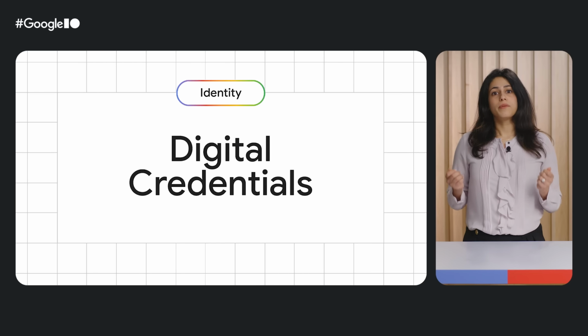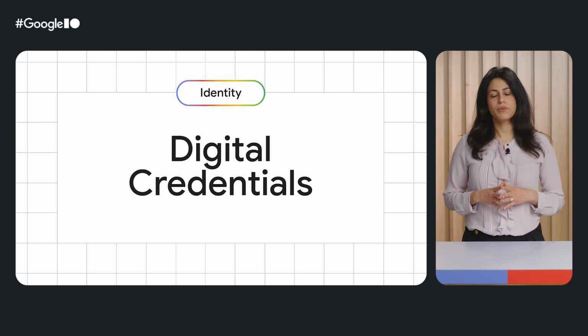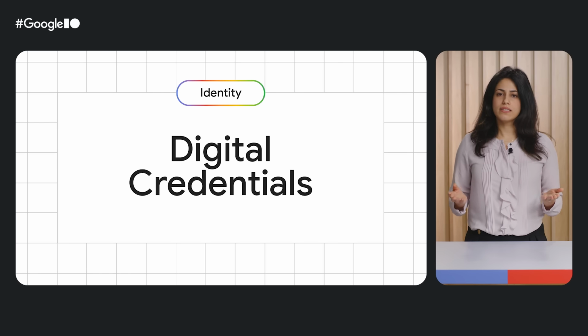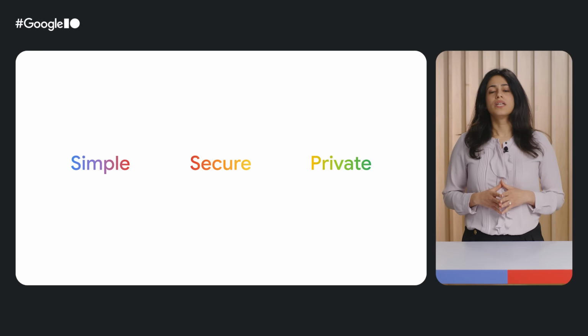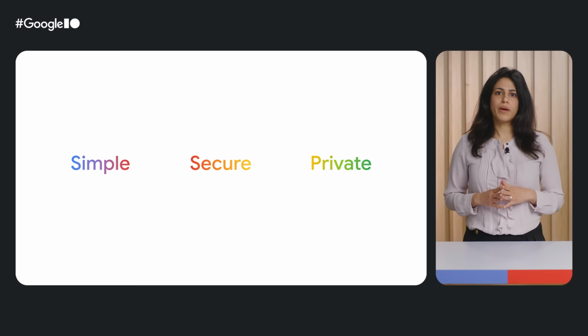Now let's talk about digital credentials. Governments are introducing digital counterparts to the identity documents we already use, like driving licenses and passports. We expect that new regulations such as eIDAS 2.0 may require you to verify your user's identity or age using digital credentials. We want to make sure that users have a simple, secure, and private way to create and use these credentials on the web using a wallet of their choice.